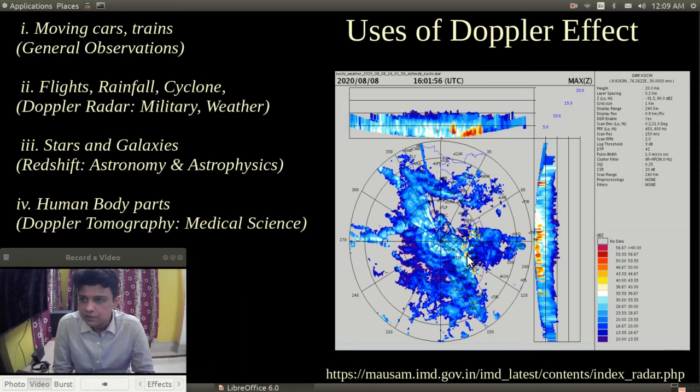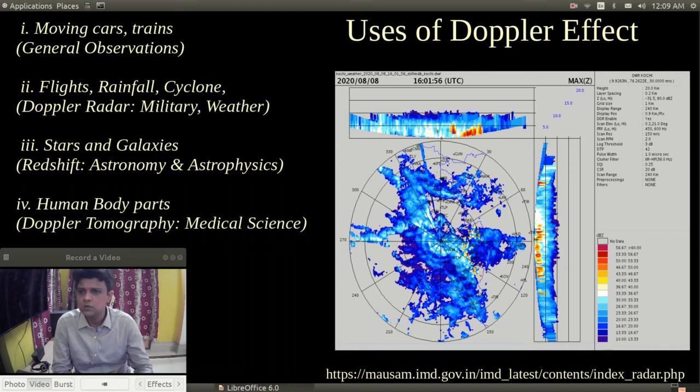Now, Doppler effect is heavily used for astronomy and astrophysics, where we measure the Doppler effect for stars and galaxies to understand how the universe is expanding, or the local galaxies are coming closer to each other. So that's a part of astronomy and astrophysics, and it is also used in medical sciences, where Doppler tomography is performed to understand whether there exists any anomaly in the human body or not.